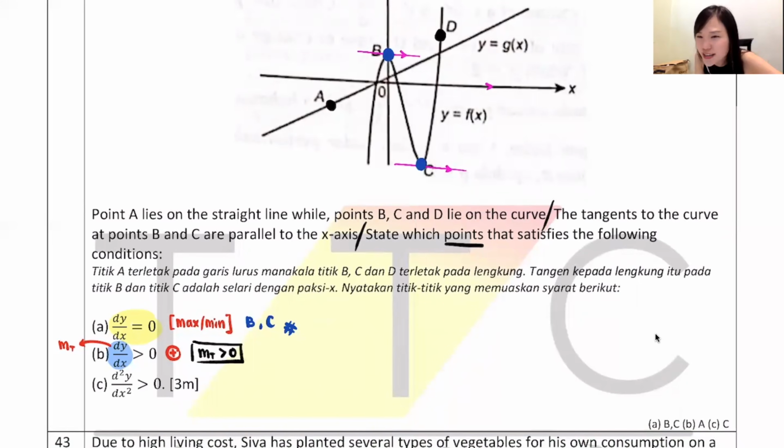Understand? If gradient tangent more than 0, that means gradient tangent now is positive. So if gradient is positive, that means how the straight line look like? Very good, Jermaine. Just now I already told you guys, if gradient for tangent is positive, that means you are going up. So can you look at every single gradient of tangent for that particular point of A, B, C, D? Which one is actually going up? Very good, Yvonne. Point A. So you just write A, done.